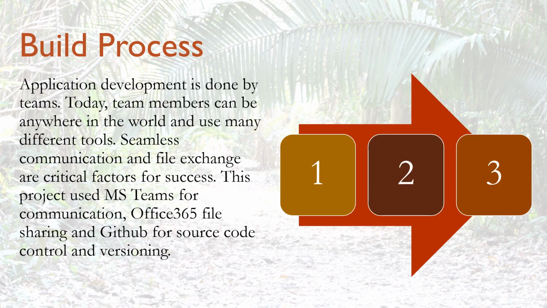Application development is done by teams. Today, team members can be anywhere in the world and use many different tools. Seamless communication and file exchange are critical factors for success. This project used Microsoft Teams for communication, Office 365 file sharing, and GitHub for source code control and versioning.